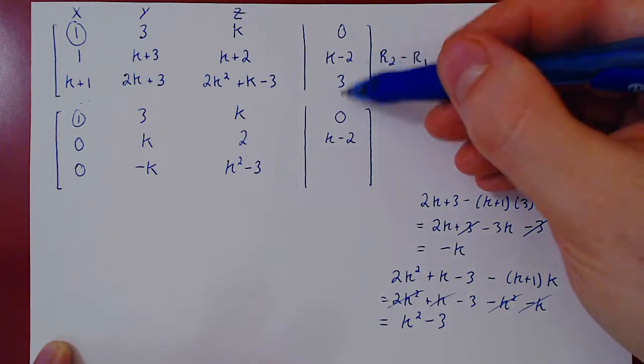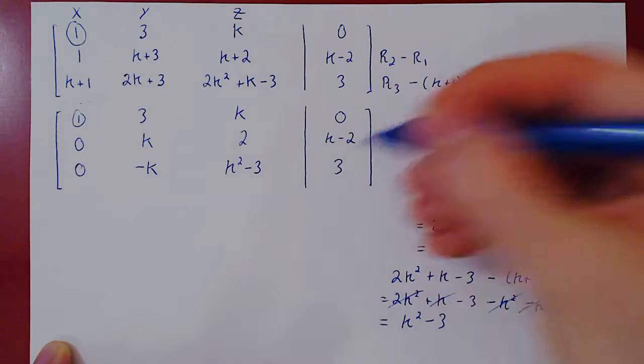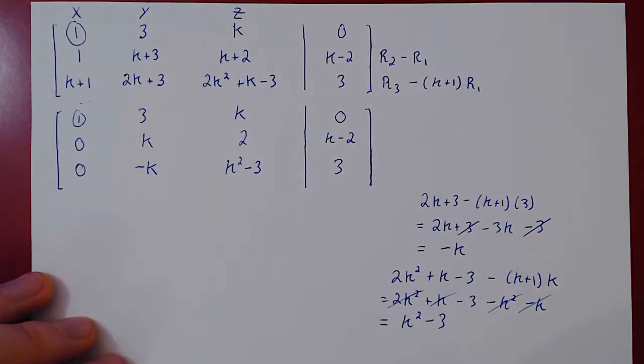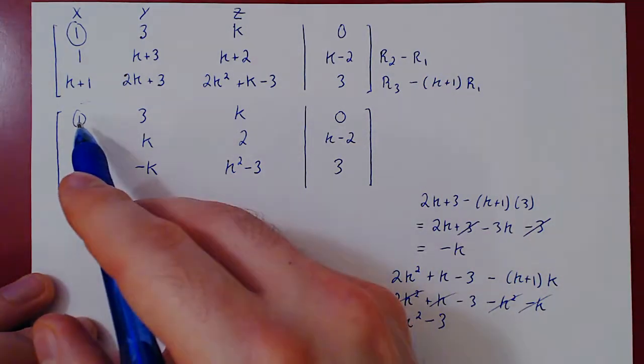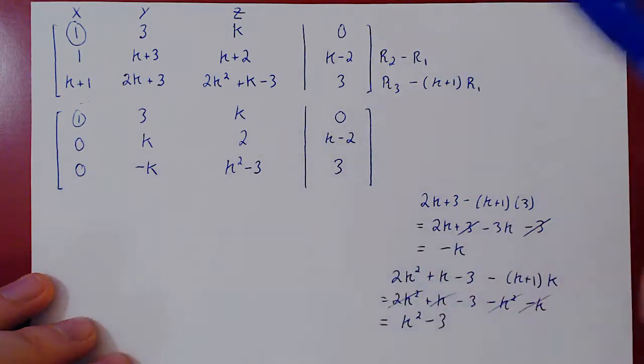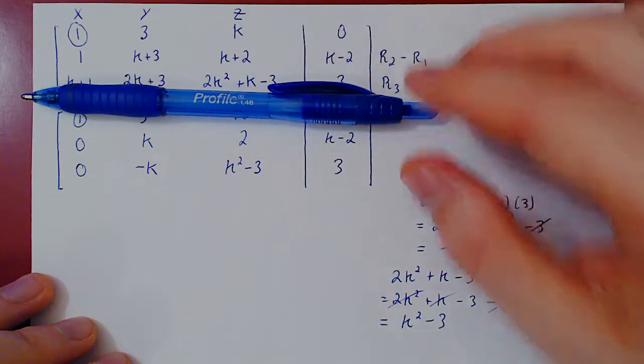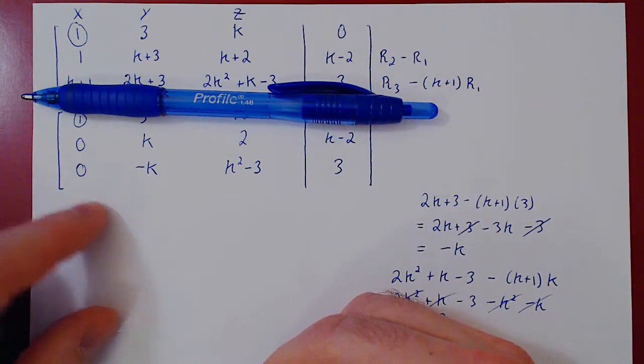Finally, this is quite simple. 3 minus 0 times k plus 1 is 3 minus 0, which is simply 3. Now if you notice, we have our first leading 1. We've killed the entries below. So we ignore the top row, and we go on the hunt for our second leading 1. It's not going to be here.